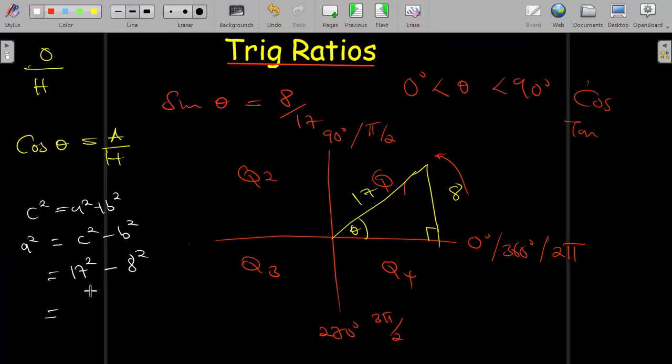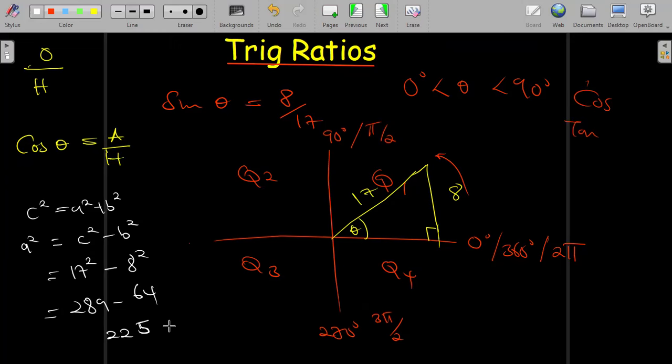So 17 by 17 gives me 289. Then that there gives me 64. So I can subtract that and I just get 225. So that's what I get when I subtract those two. Now, what is the root of that 225? What is the root of it?